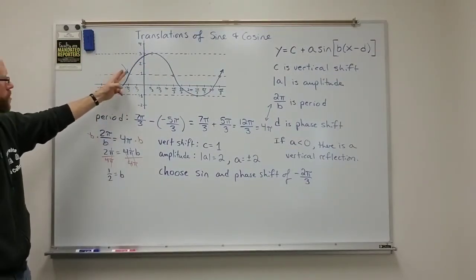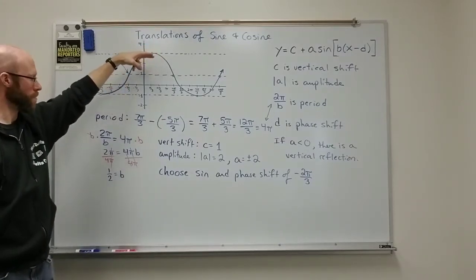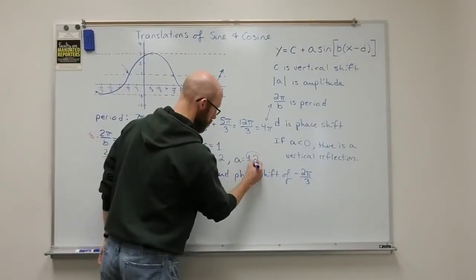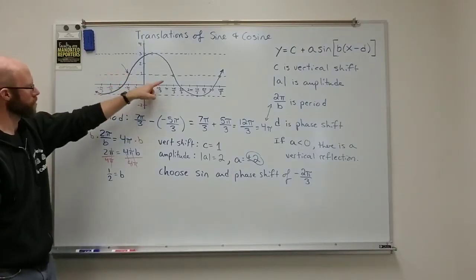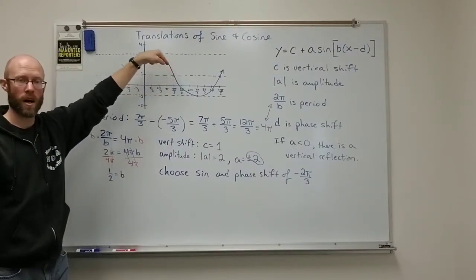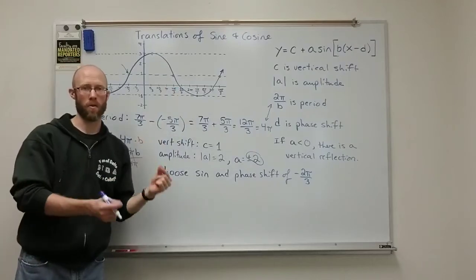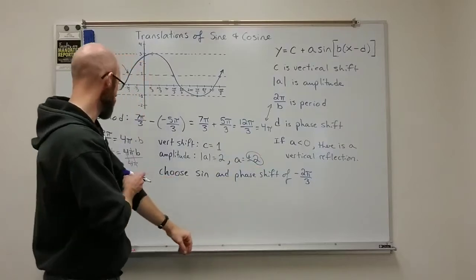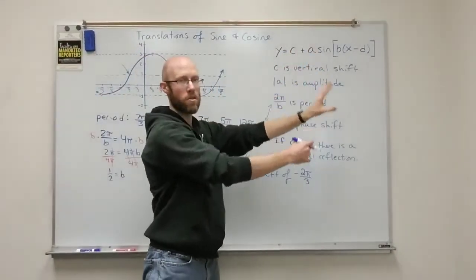And because this graph from that point goes up, I don't need a vertical reflection, so I'm going to choose the positive on the amplitude. Okay, if this graph had gone down, or if I had chosen to phase shift 4 pi over 3, I would need a negative on my 2 because it'd be starting going down. That would be my reflection.